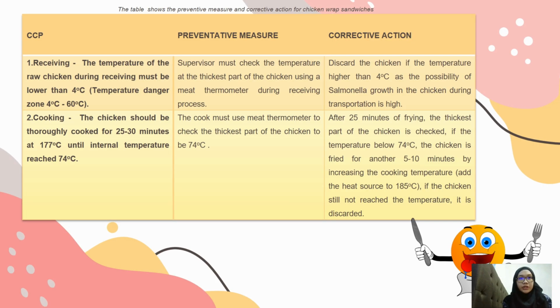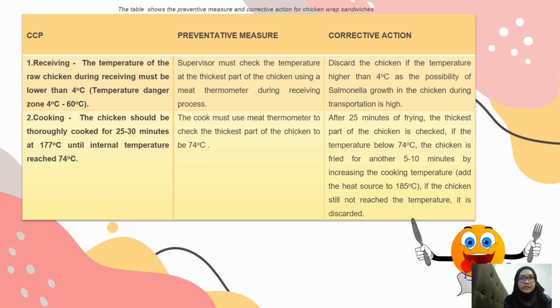The preventive measure taken on the first CCP, which is during the receiving process, is that the supervisor must check the temperature of the chicken at the thickest part using the meat thermometer to ensure that the chicken is at most 4 degrees C to avoid Salmonella contamination. And the corrective action is, if the temperature of the chicken is higher than 4 degrees C, the chicken should be discarded to avoid any hazard.